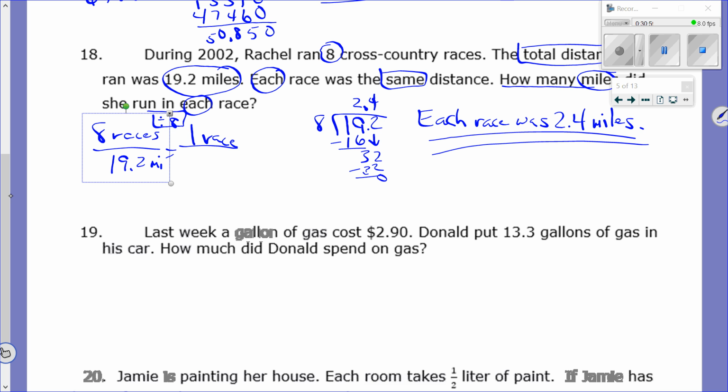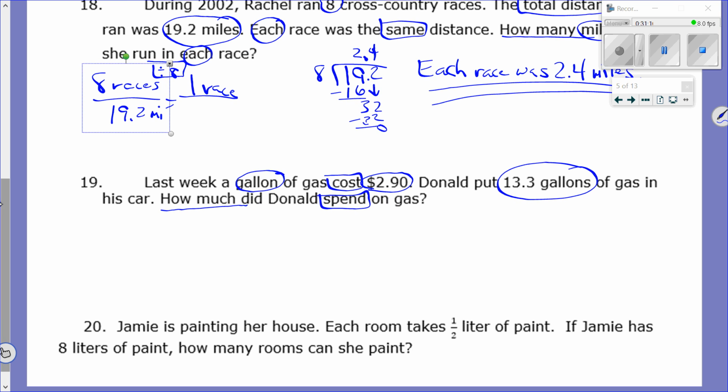And we have 19. Last week, a gallon of gas cost $2.90. Donald put 13 and 3/10 gallons of gas in his car. How much did he spend? So this is straight up multiplying, right? So I have 13 and 3/10 gallons times the $2.90. Again, because I'm multiplying, I don't have to line up my decimal places on this one, right? Instead, I just count. I have 1 in my first number, 2 in my second number. It gives me a total of 3 decimal places.